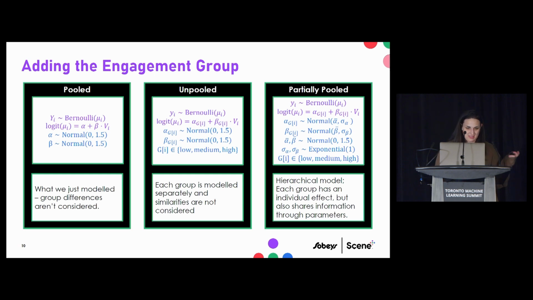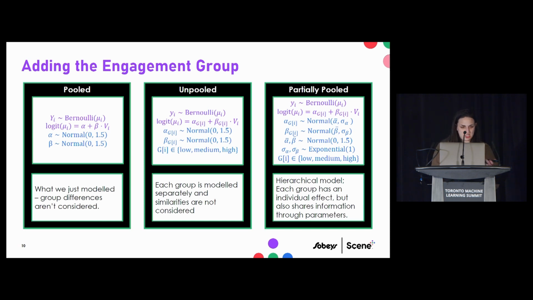Okay. So we just performed inference on the pooled model. A pooled model means that we didn't consider the difference between these groups, right? But we want to. And here we present a couple options for incorporating the engagement groups or any grouping variables, really. You can do multiple of these at once, and indeed we do, like banner, region, etc., into the model.